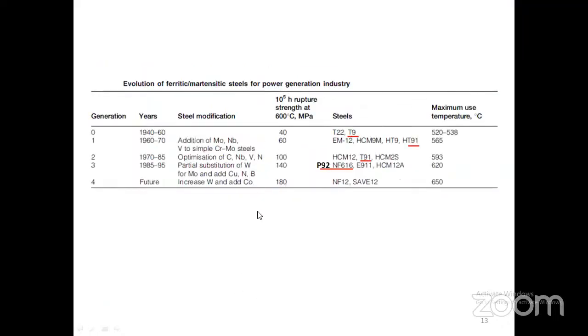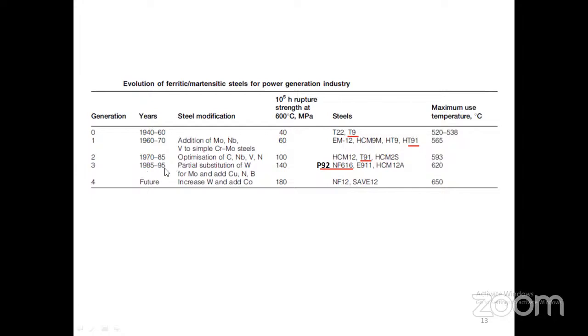So now the generation of 9 chrome steels: in 1960 it started with 9 chrome 1 moly only. This can be operated at about 550 degrees centigrade. We can utilize this alloy for an operating temperature of 550. In the late 80s, with the addition of vanadium, niobium, and carbon and nitrogen, which form fine precipitates of about 20 to 30 nanometers in this steel, it gives better high temperature strength. So the operating temperature could also be enhanced to about 590 degrees centigrade.